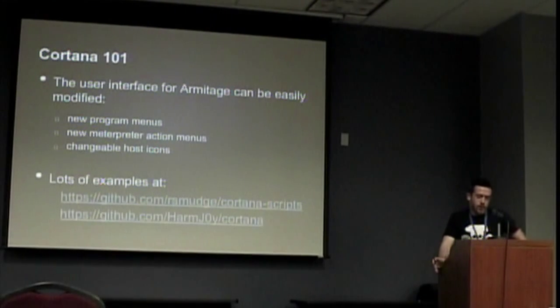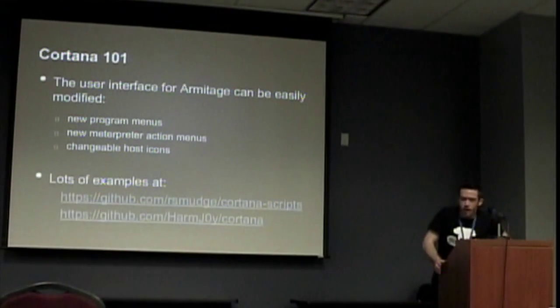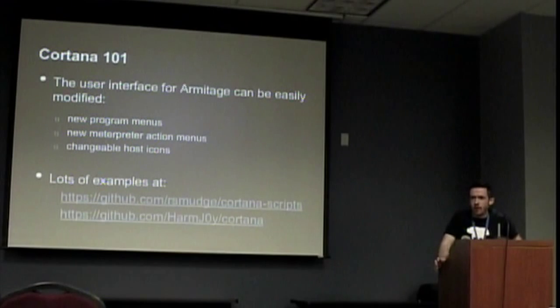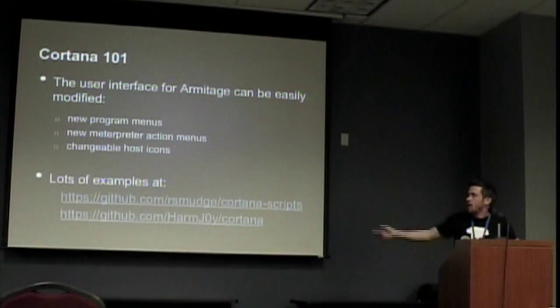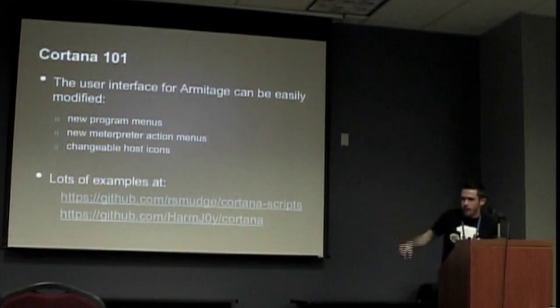And also, the user interface for Armitage can be really easily modified and extended. So you can do program menus, you can do interpreter menus, where if you have an interpreter session, you can right-click it and do different actions and stuff like that. I'll show all this as a demo here in a little bit. You can change host icons, you can do pretty much anything you want with the Armitage GUI, which is pretty cool. There's a lot of examples in this GitHub.